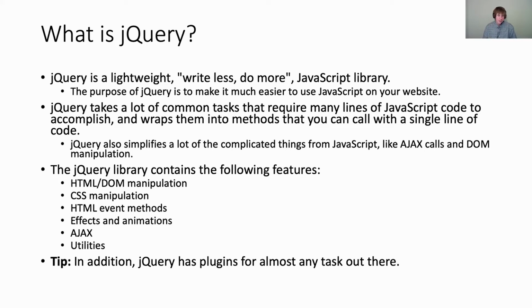Now, the jQuery library contains the following features. We have HTML DOM manipulation, CSS manipulation, HTML event methods, effects and animations, AJAX, and other utilities. In addition, jQuery has plugins for almost any task out there. It is awesome, and it's what the modern frameworks are using. If you use Bootstrap, guess what? Bootstrap's built on top of jQuery. If you use other popular frameworks, most likely they also use jQuery. jQuery is the backbone of almost all the modern frameworks that are used today.